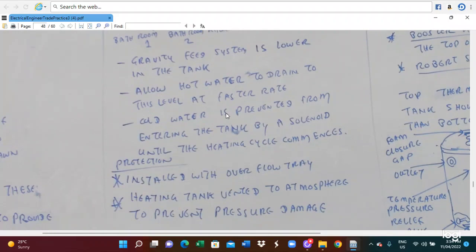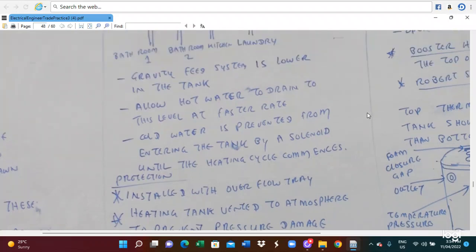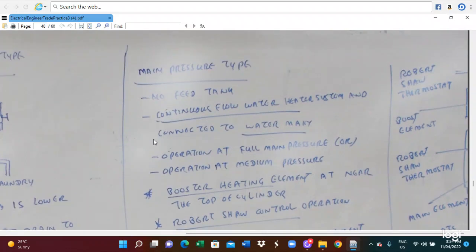Cool water is prevented from entering the tank by the solenoid and the heating circuit control. The protection is installed with an overflow tray, and heating tanks are vented to the atmosphere to prevent pressure damage. So here is a mains pressure type.